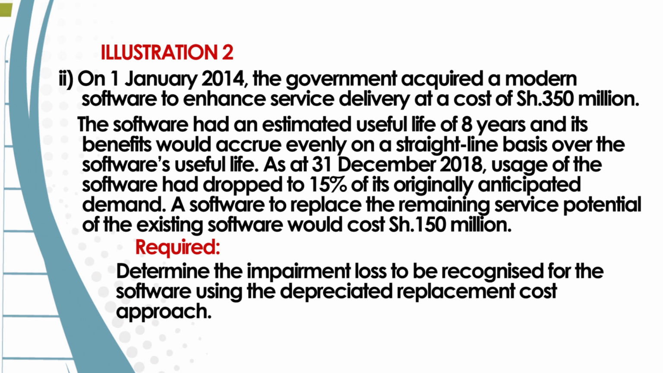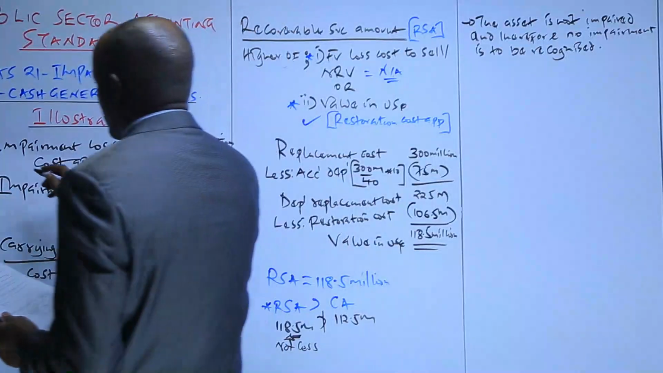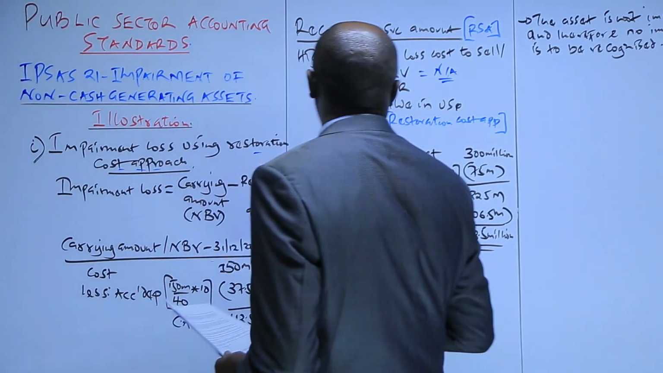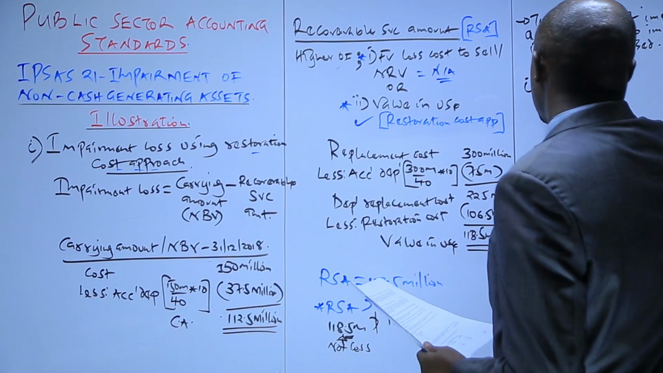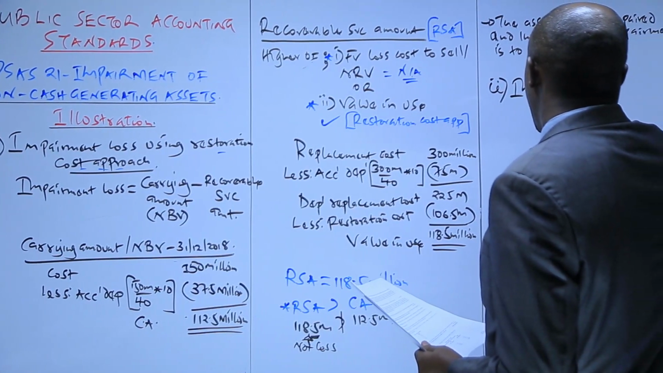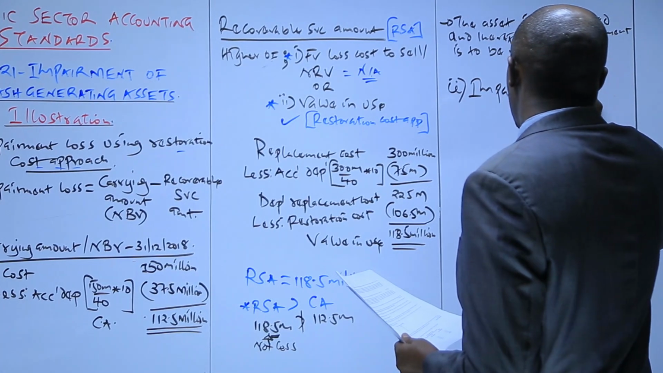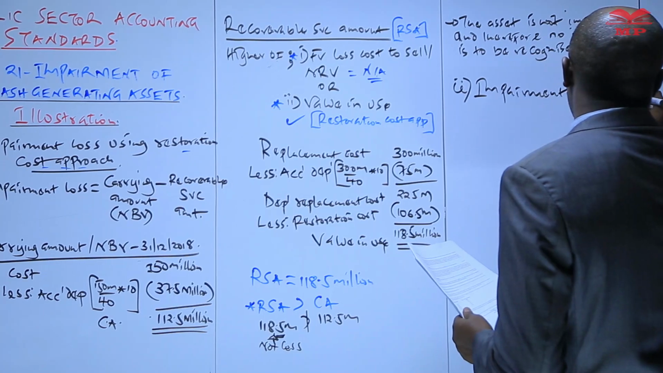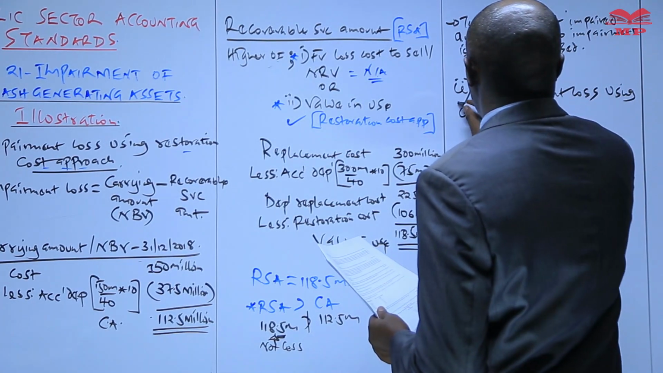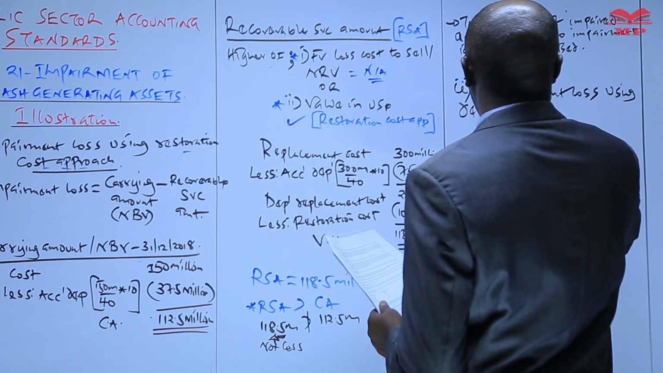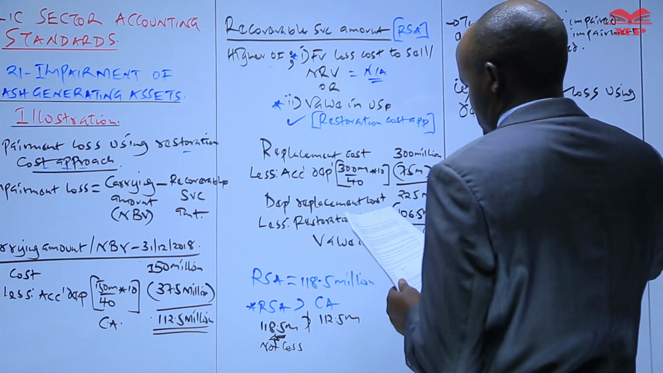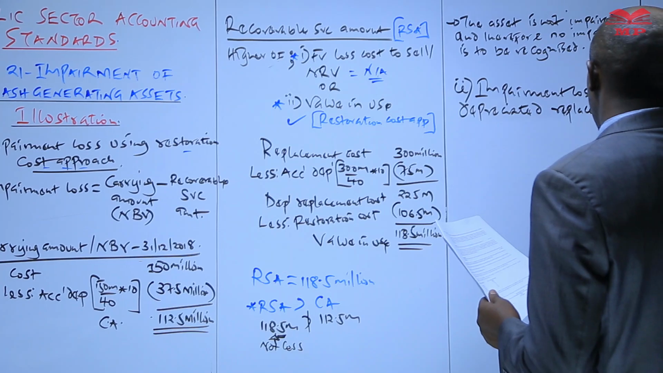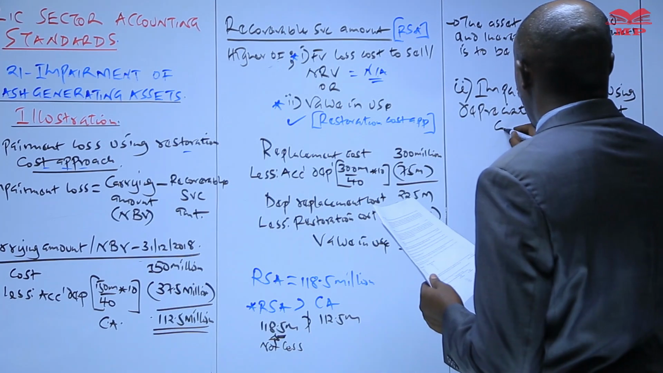So here, remember this was Roman 1 of our illustration. Roman 2, we are also required to determine the impairment loss to be recognized, but using which approach? Using the depreciated replacement cost approach.